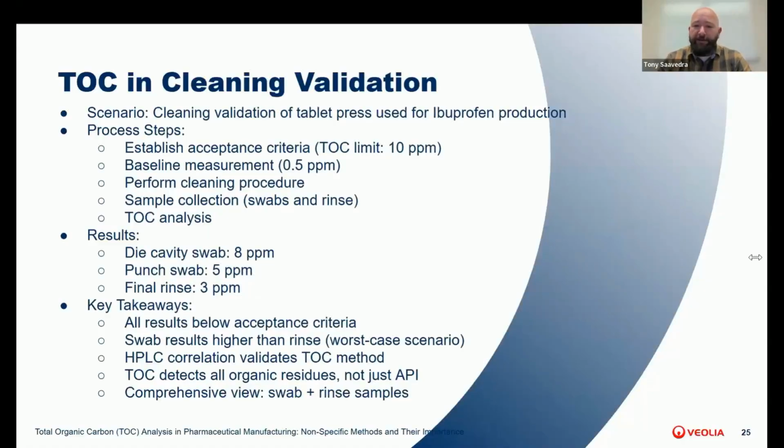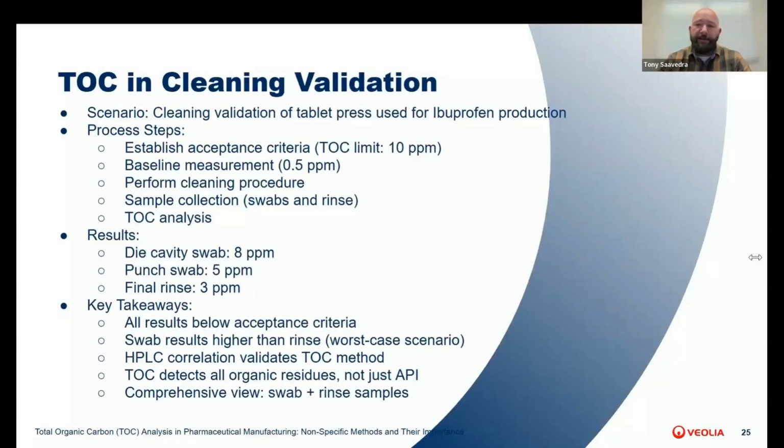Now, as part of our validation, we also ran an HPLC analysis for the ibuprofen on duplicate samples. These show a good correlation with our TOC results, which gives us confidence in our TOC method. Based on all of this, we can conclude that our cleaning validation process is effective. All of our TOC levels are below acceptance criteria. But then let me highlight a few key points here.